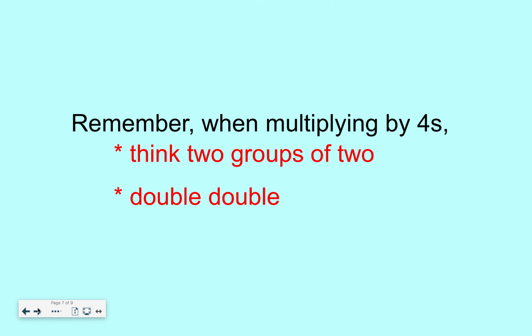So you have 2 different strategies that you can use when multiplying by 4s. You can either think 2 groups of 2, or you can use that double-double strategy. Use whatever one makes most sense to you.